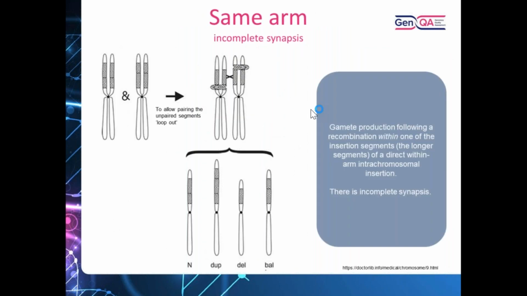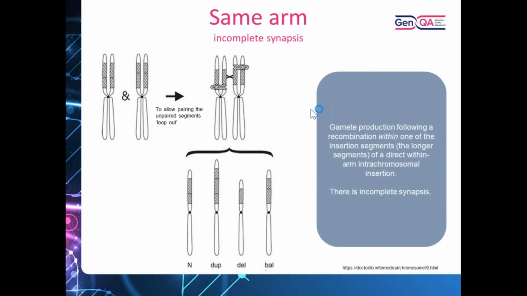So, same arm, incomplete synapsis. As both segments shift in an in-arm insertion, essentially switching positions, each could be called the inserted segment. If both segments maintain the same orientation towards the centromere, it's a direct insertion. If the orientation of one segment is reversed, it's an inverted insertion.